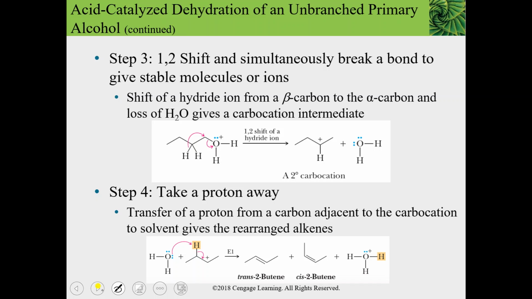This is where you're going to get your shift. In this case, it's a hydride shift. Why? Because it's a secondary carbocation or a secondary carbon. There is no tertiary, so there cannot be a methyl shift. There is no methyl to shift. There is only a hydrogen to shift. Therefore, we get the hydride shift. Once we form that new carbocation, that's where we get this cis and trans alkene.